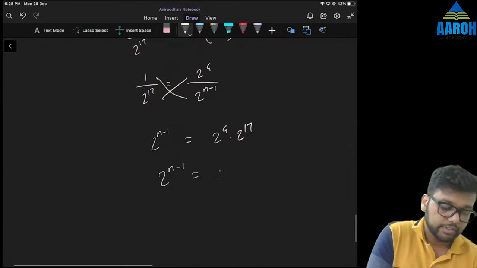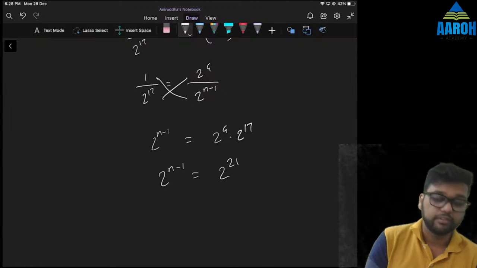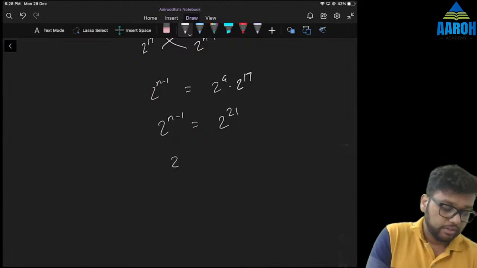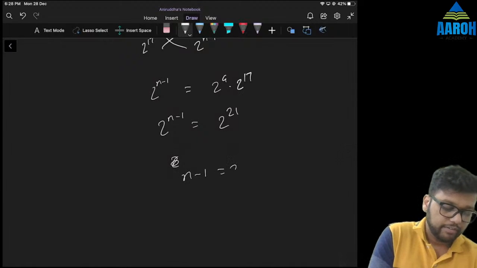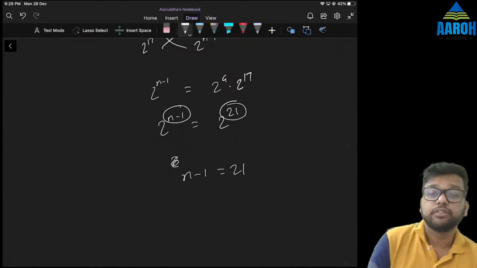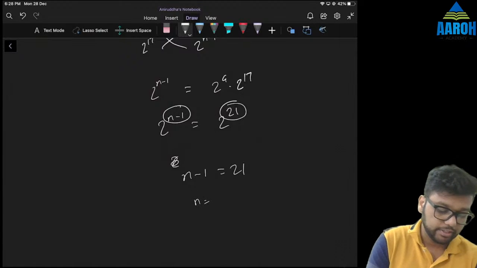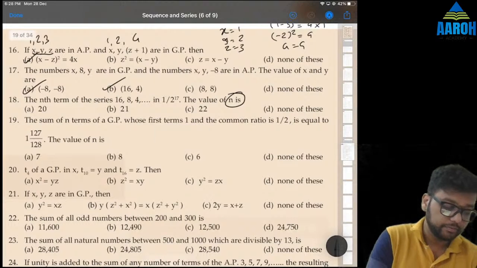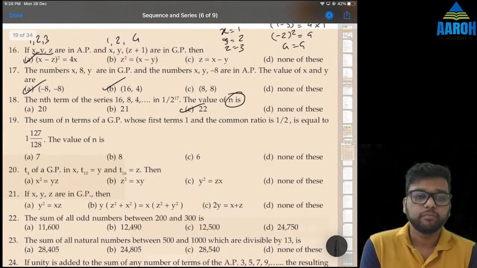Using indices we can add it. 2 raised to n minus 1 is equal to 2 raised to 21, 17 plus 4. Then that means n minus 1 is 21, because this and this should be same. That means n is 22. Check if you are getting 22. Option C. 22 will be the correct answer.